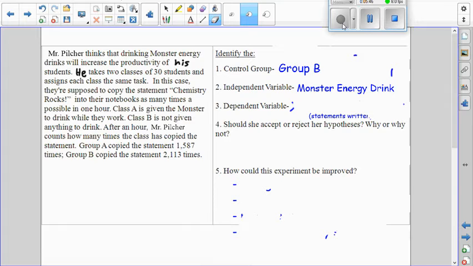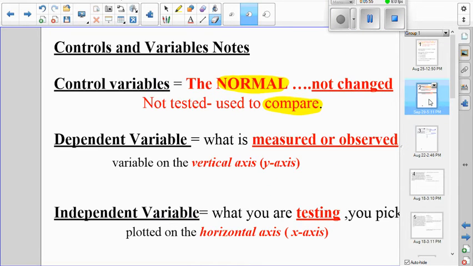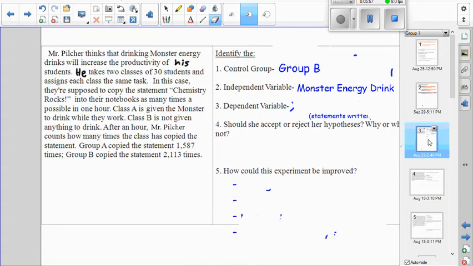Oh, I see what you're thinking. Okay, so that's what we're testing, but that'd be more about the independent variable if we're talking about what we're testing. Remember, the dependent is what was being measured or observed. What was the thing being measured or observed?